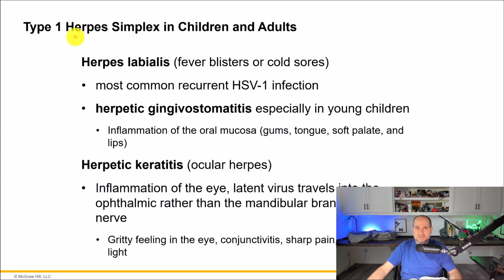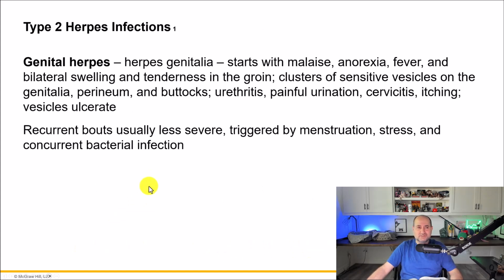Now, herpes simplex virus 1 can result in herpes labialis, causing fever, blisters, or sores. This is the most common recurrent HSV1 infection, though it can also result in herpetic keratitis, ocular herpes, so herpes of the eyes, inflammation of the eye. Latent virus travels to the ophthalmic rather than the mandibular branch of the trigeminal nerve. Ocular herpes gives you a gritty feeling in the eye, conjunctivitis, sharp pain, and sensitivity to light.